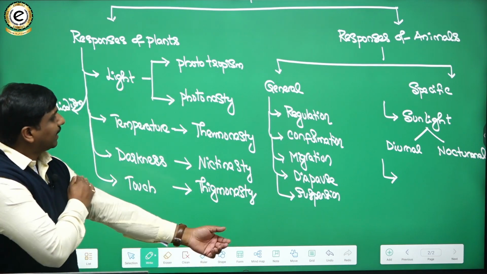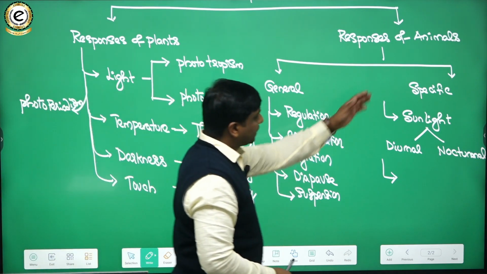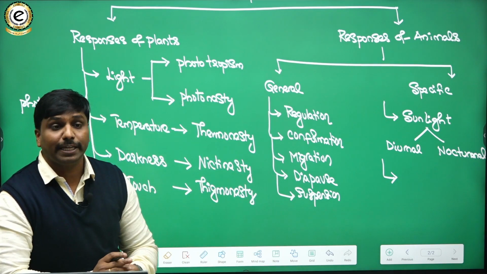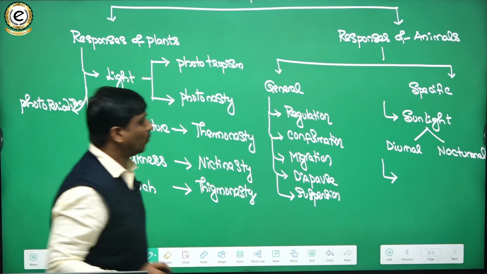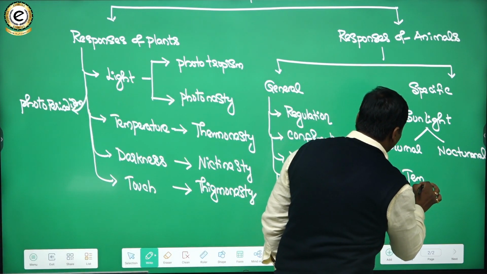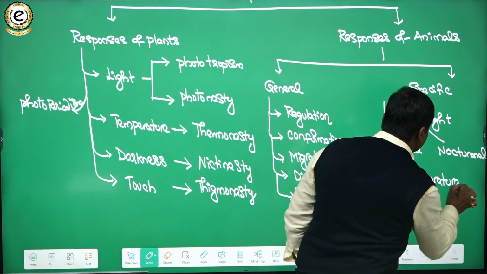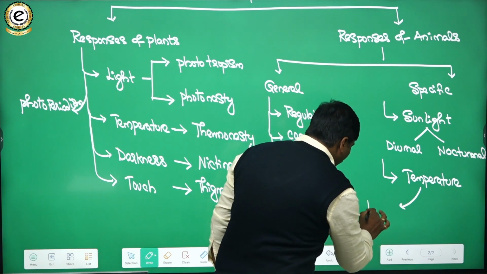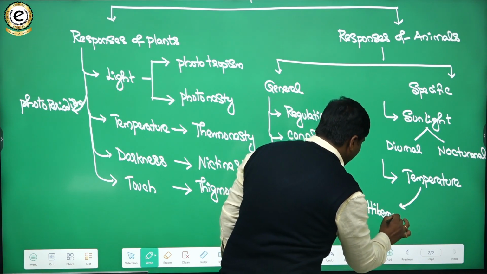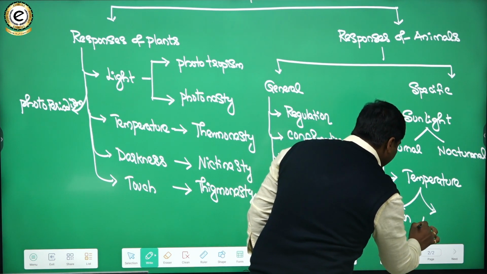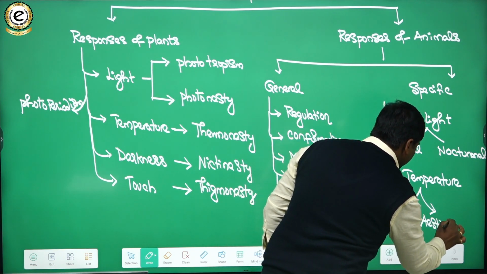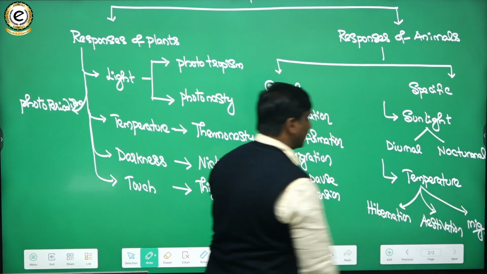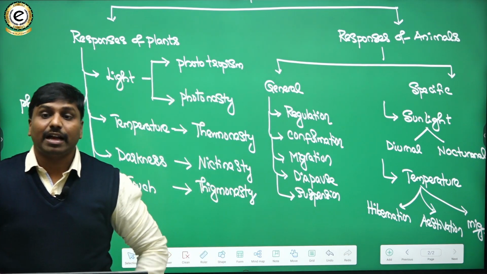So that is with reference to these specific responses to sunlight. And then we can also have responses of the organisms or animals to the temperature. How will they respond to the temperature? In order to escape the extremes of the temperature, they will show three types of responses: one would be hibernation, another would be estivation, and the other one would be migration.